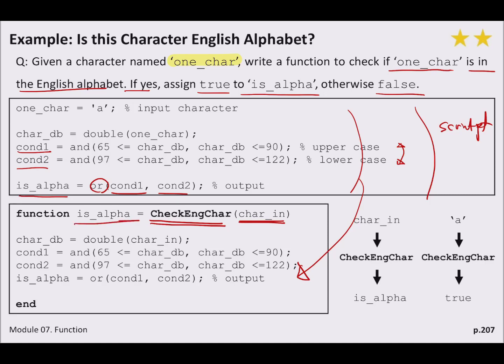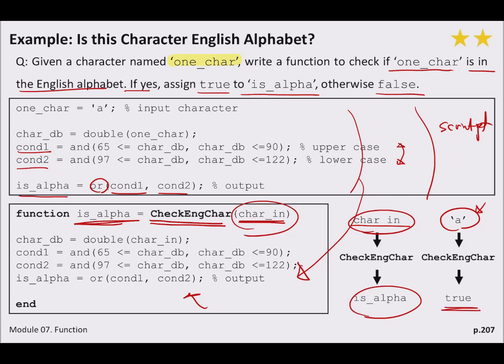Then your output variable is computed using this input variable. So basically, when you call this function, you can send this input data, and then you can get the is alpha. So if you're sending the character A, for instance, you will get true in this case. Okay?